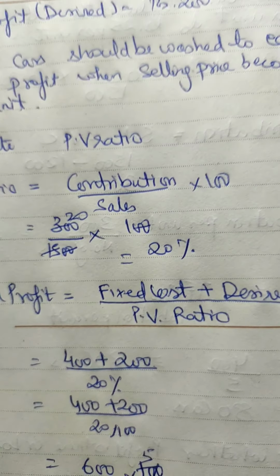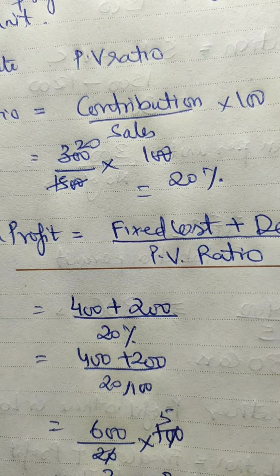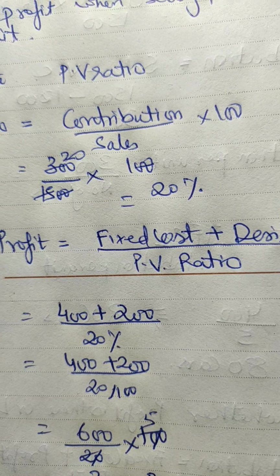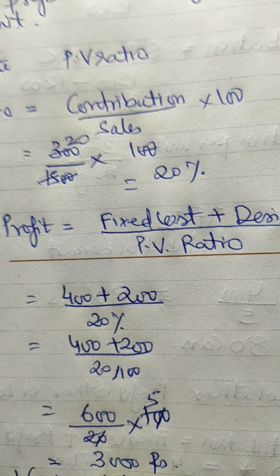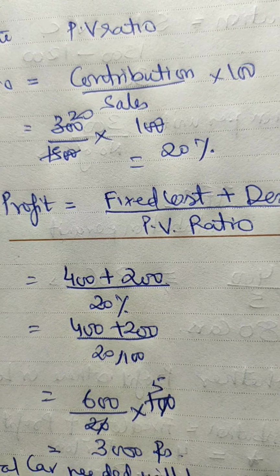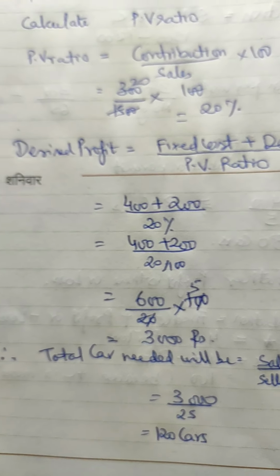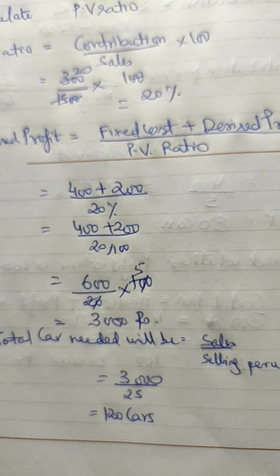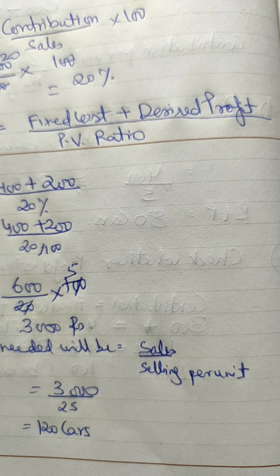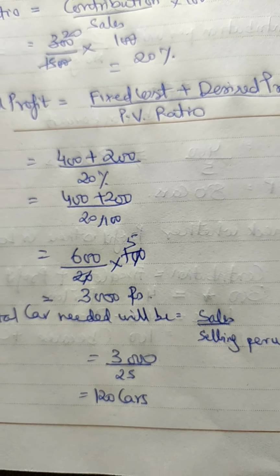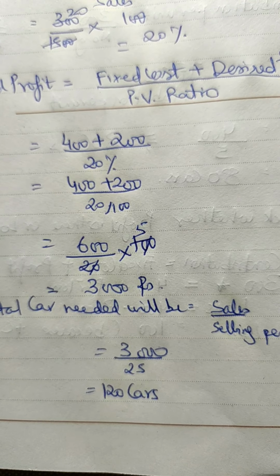Now we will use a formula for total sales for desired profit: fixed cost plus desired profit upon PV ratio. So fixed cost is rupees 400, desired profit which they want to earn is 200, PV ratio is 20%. Solving this, we will get 3000 rupees as total sales. So we have to calculate total cars needed, which will be sales upon selling price per unit. 3000 divided by 25 will give us 120 cars.